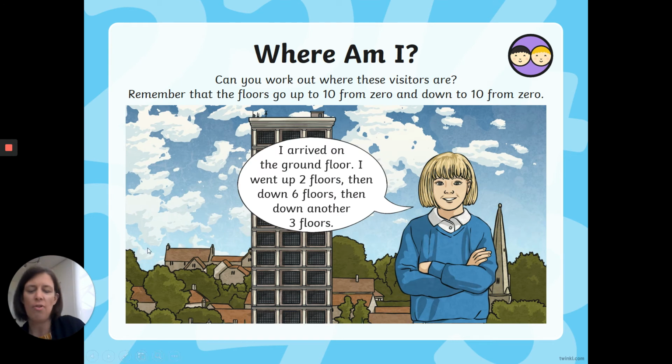Okay, I arrived on the ground floor. I went up 2 floors, then down 6 floors, and then down another 3 floors. So have a little pause, see if you can work out this one. Okay, so she started on floor 0, she went up 2 floors, so she'll have been on floor 2. Then she went down 6 floors, that would have taken her to -4. And then she went down another 3 floors, so she would have been on -7.